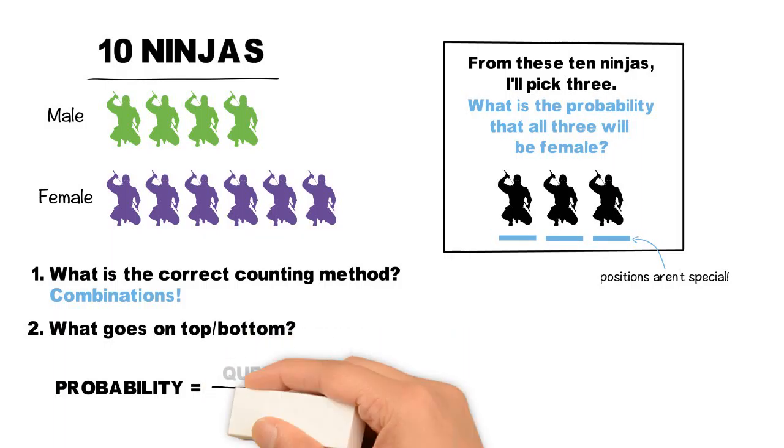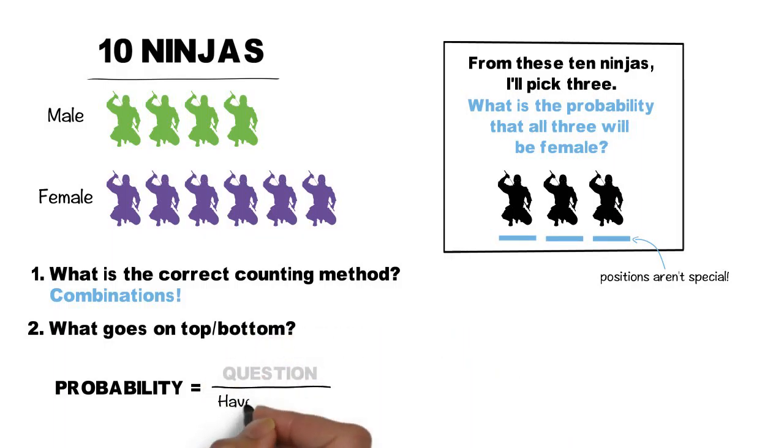This one's always easier. The setup of the problem says that we have 10 ninjas and we're picking 3. Since we know that we're using combinations to count, that means it's simply going to be a combination of 10, 3. 10 options to choose from, but only 3 spots that we're actually filling. Now let's take a look at the top.